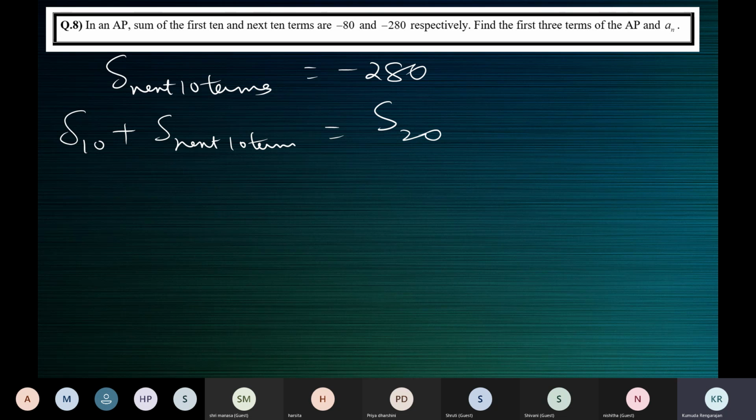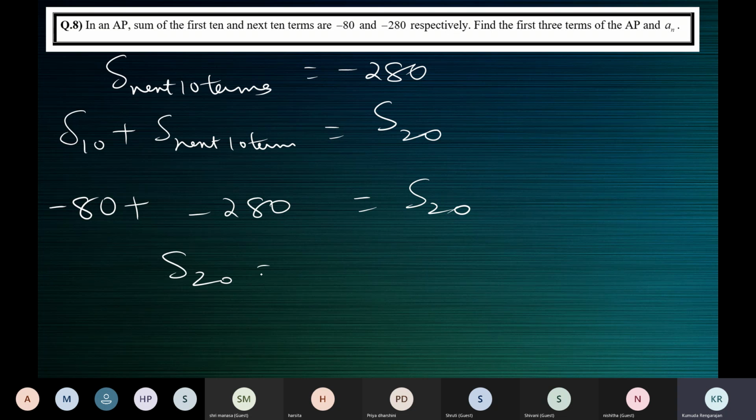We are writing this by ourselves. Sum of the first 10 terms plus the sum of the next 10 terms will give us the sum of the first 20 terms. So the sum of the first 10 terms is minus 80 plus the sum of the next 10 terms is minus 280 will give you S20. So S20 is equal to minus 360.